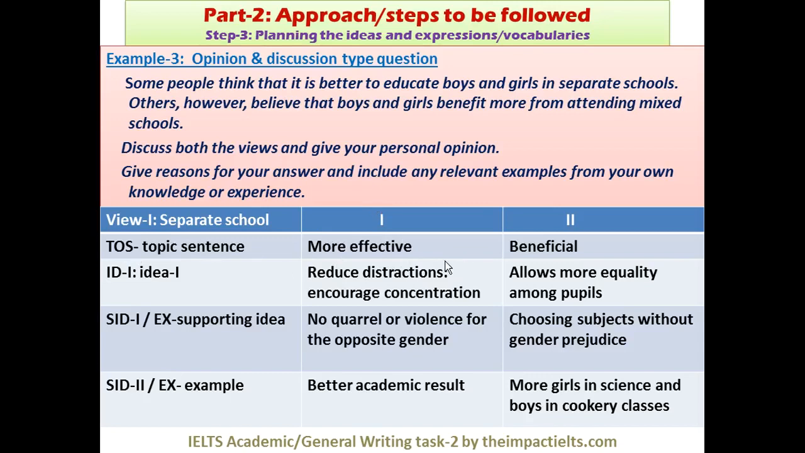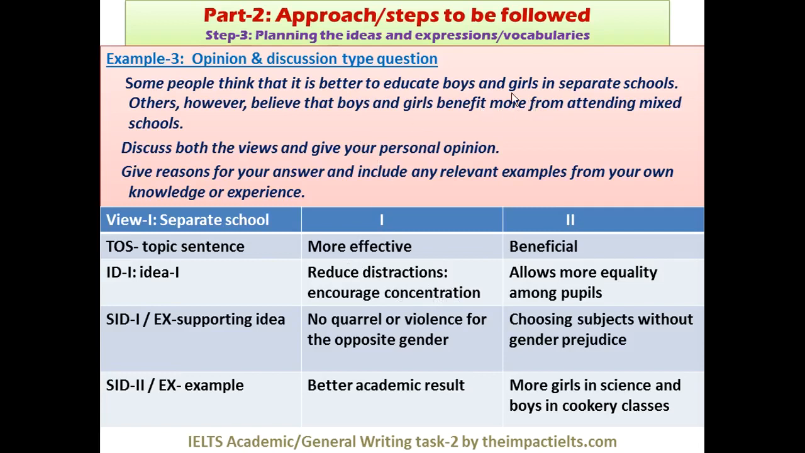So you're saying it is more effective, but this is a very common kind of point, right? It's a topic sentence. You say that it's more effective, but that won't help you. How or why? I need to answer that. So it reduces distractions and encourages concentration. This is the first idea.